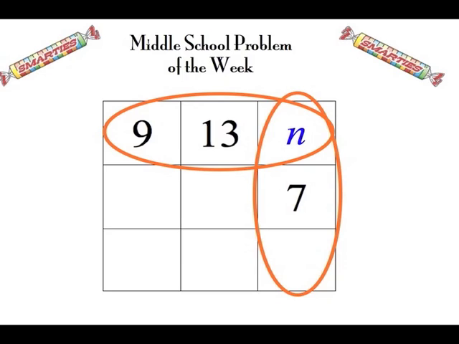We'll look at the top row and the right column. And since they share the box in the upper right, the 9 and the 13 have to add up to the same number as the 7 and the blank square. So the blank square must be 15.